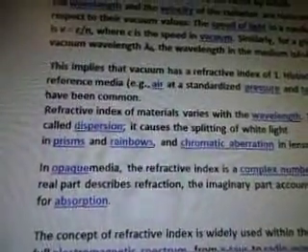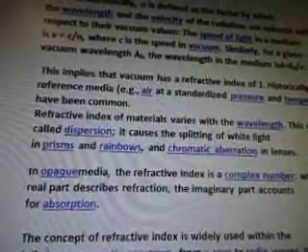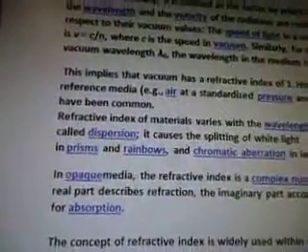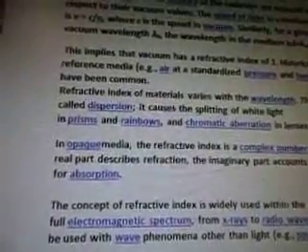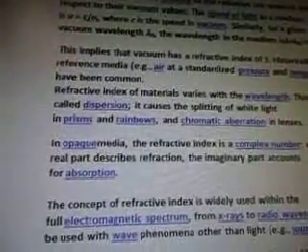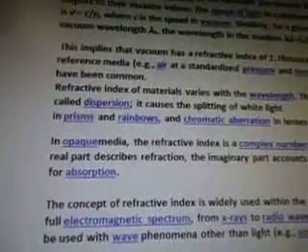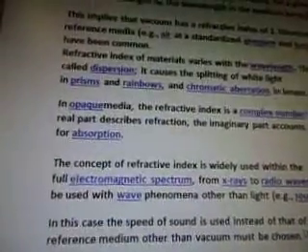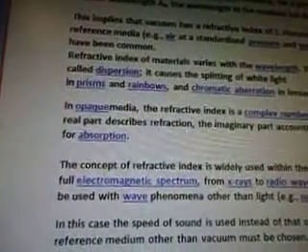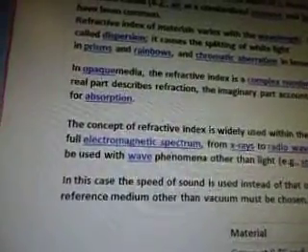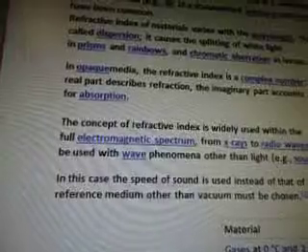Historically, other reference media, for example air at a standardized pressure and temperature, have been common. Refractive index of materials varies with the wavelength. This is called dispersion. It causes the splitting of white light in prisms and rainbows, and chromatic aberration in lenses. In opaque media, the refractive index is a complex number. While the real part describes refraction, the imaginary part accounts for absorption.